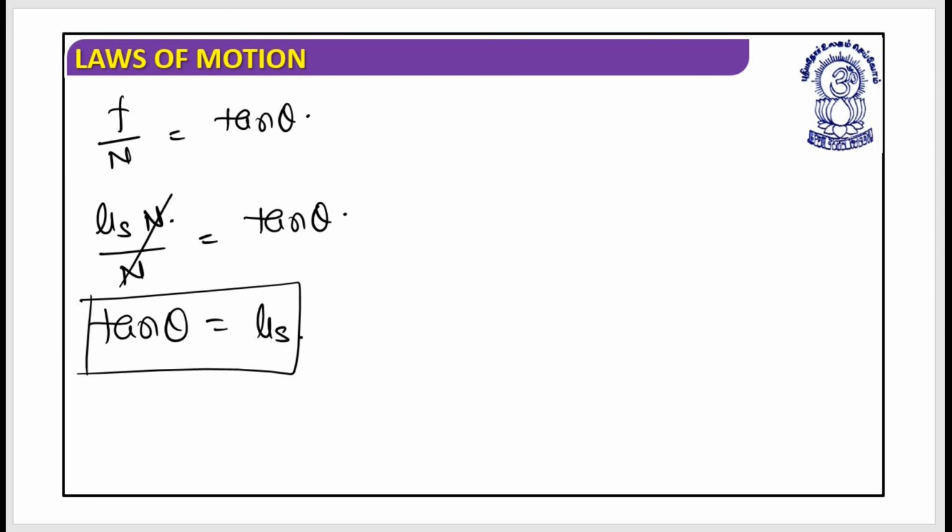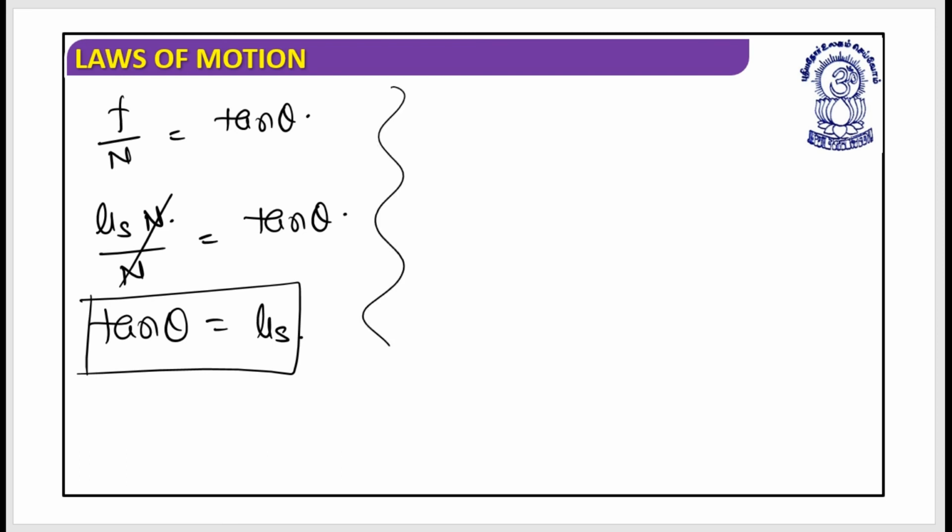Is this tan theta could be written as mu into s? Is it clear? Got it? Great. So this is one of the concepts through which we can solve this.